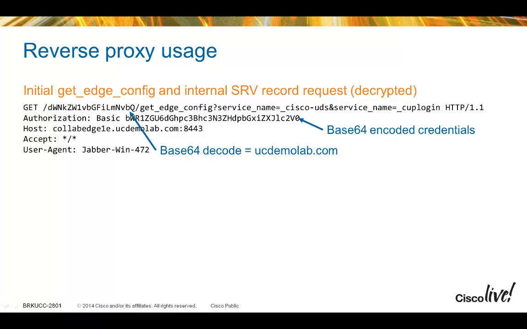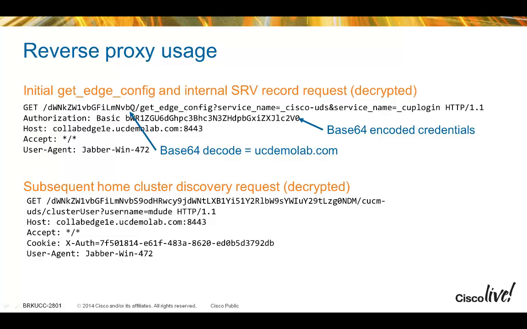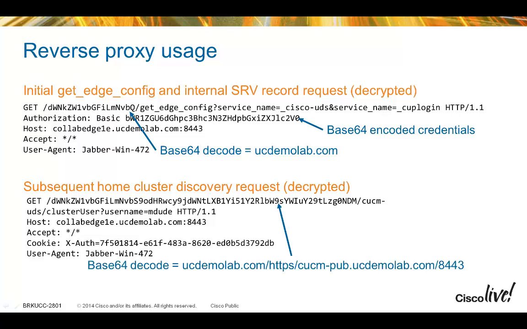In this case, we're showing how the initial request that comes through will be challenged, and then they'll have to provide username and password credentials, and they'll encode those and then pass them over a secure channel. Now, on the subsequent request, which is typically the home cluster discovery, you'll notice the authentication is now changed. Instead of base 64 encoded credentials, now we have this XAuth token. So we've authenticated once, we get this XAuth token, and we're going to use that.